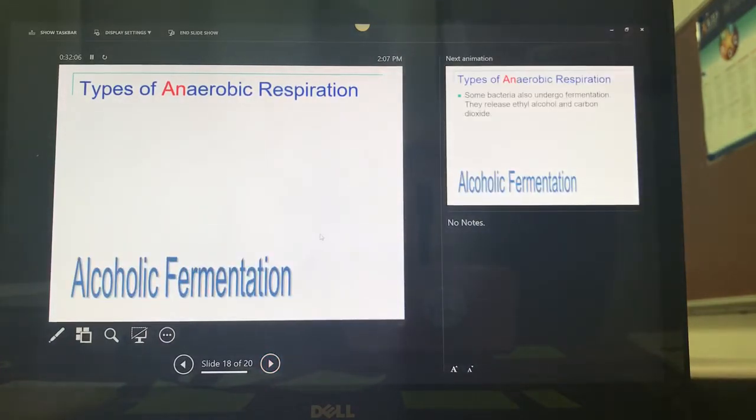The other kind of anaerobic respiration takes place in prokaryotes, okay? Prokaryotes can't do the ETC because the ETC takes place where?